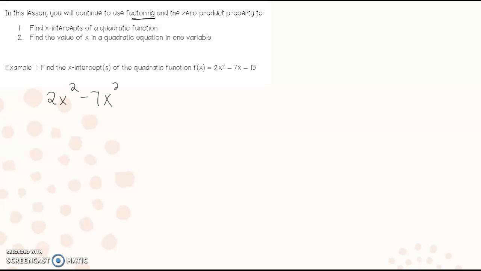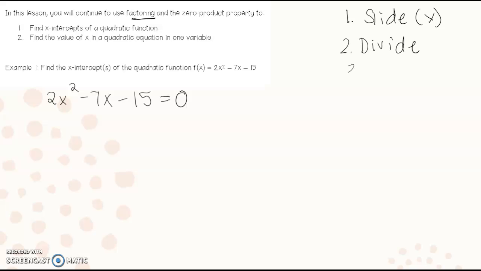2x squared minus 7x minus 15, and I'm going to put an equals 0 at the end, because in order to solve a quadratic equation, it needs to be set equal to 0. And what we're going to do is what's called the slip and slide method, where you have 3 steps. You slide and multiply, you divide, and then you move the bottoms up.